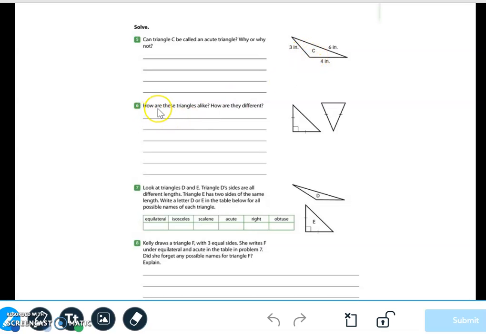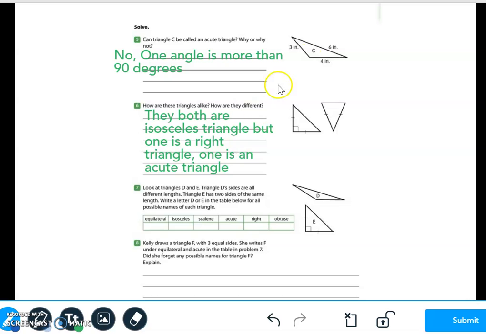Next, for 6, it says, how are these triangles alike and how are they different? So you want to see what we can see is common in these 2 triangles, and what is different. Let's pause our video and give it a shot. To answer number 5, the answer will be no. Although these 2 angles are both acute angles, this angle here is more than 90 degrees. Therefore, it is an obtuse triangle.